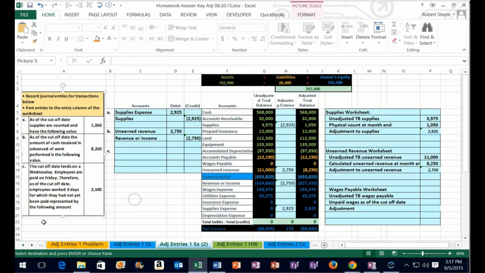It says the cutoff date lands on a Wednesday. Employees are paid on Friday. Therefore, as of the cutoff date, employees worked 3 days for which they had not yet been paid, represented by the following amount.